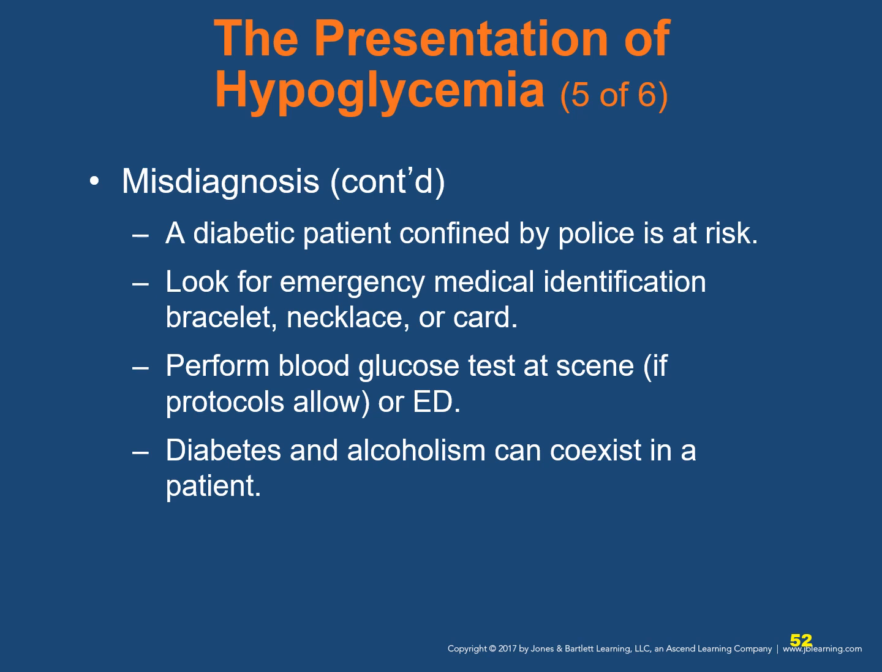A diabetic patient confined by police is at risk. An emergency medical identification bracelet, necklace, or card may help to save the patient's life in such situations. A blood glucose test performed at the scene, if protocols allow, or in the ED, will identify the real problem. Be alert to the potential for diabetes and alcoholism to coexist in a patient.